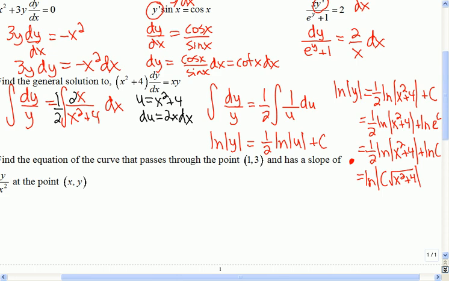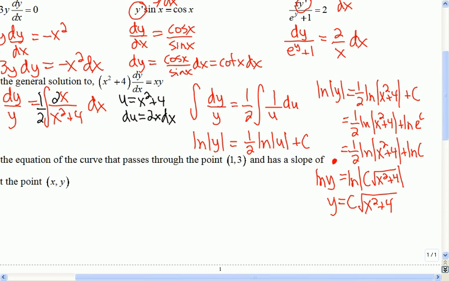And the square root can come inside as the multiplication by 1/2. So now, if natural log y equals this, I can drop the logs and I'd have y equals c x squared plus 4. Are there any questions on that one? What I did with the constant may be the trickiest part.